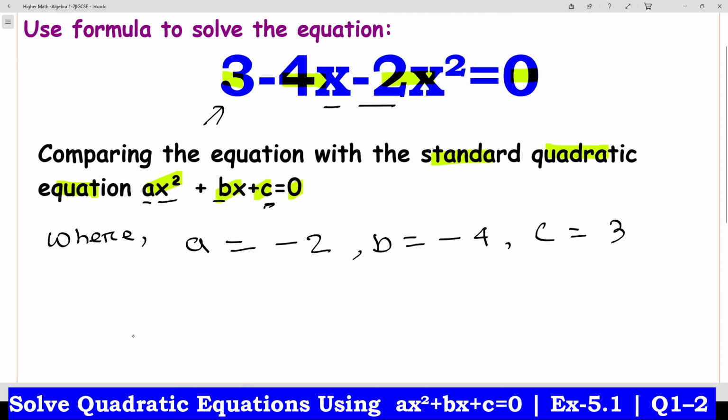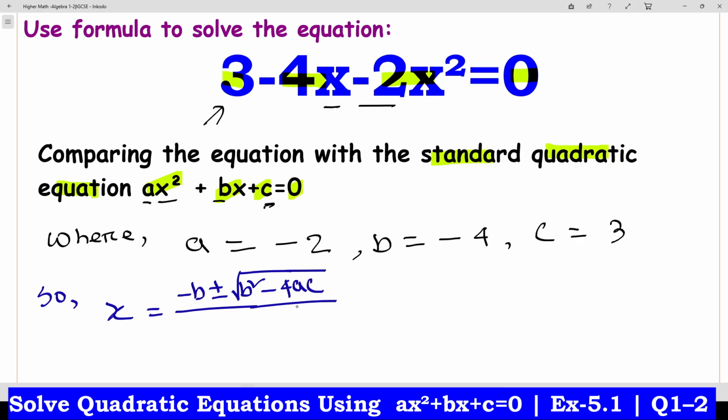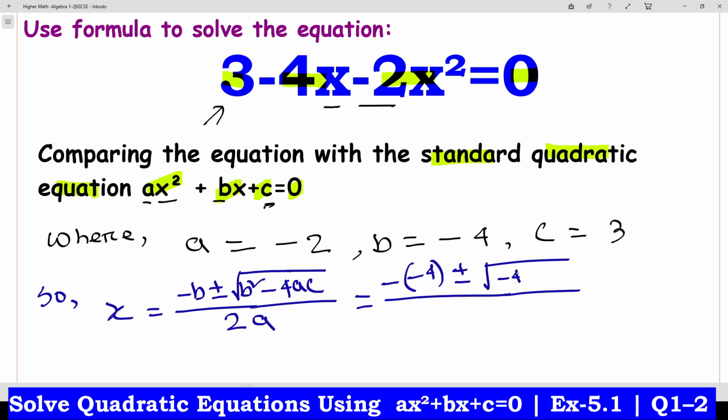Okay, so x equals to, we know this one is minus b plus minus root over b square minus 4ac divide 2a. Now here minus b means minus 4, plus minus root over b square, it's minus 4 square minus 4 times a means minus 2, then c means 3, then divide 2a, 2 times minus 2.